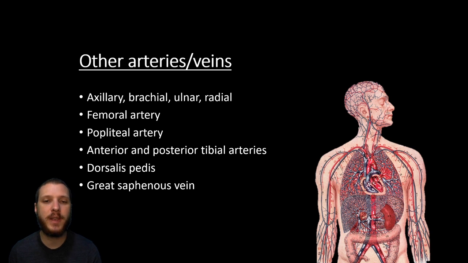And then other arteries and veins are just going to be named after the area of the body in which they're found. So the femoral artery is going to be found near the femur, popliteal, back of the knee, tibial in the leg, dorsalis pedis, you're thinking the top of the foot, axillary, brachial, so all surface anatomy terms.